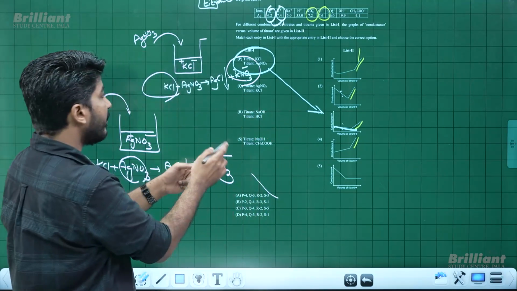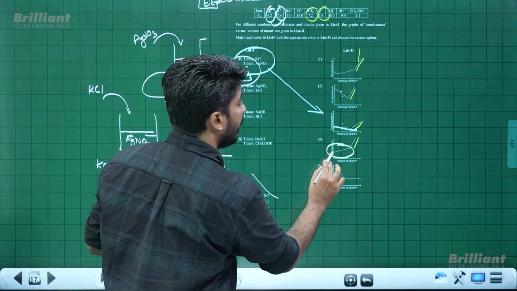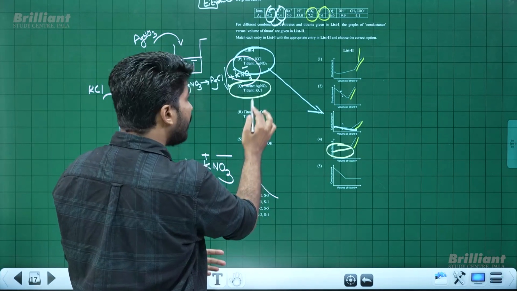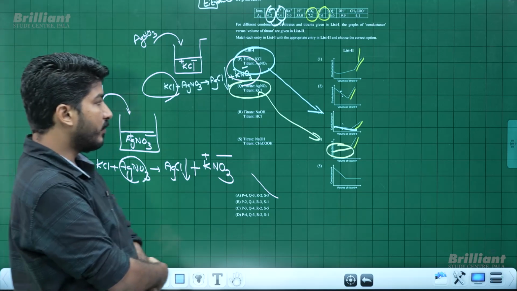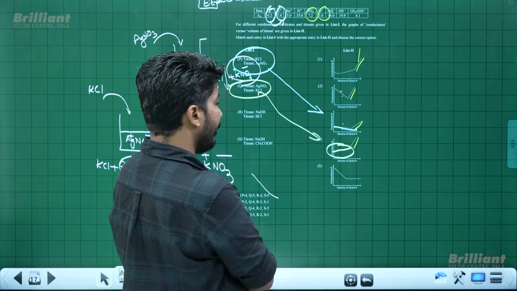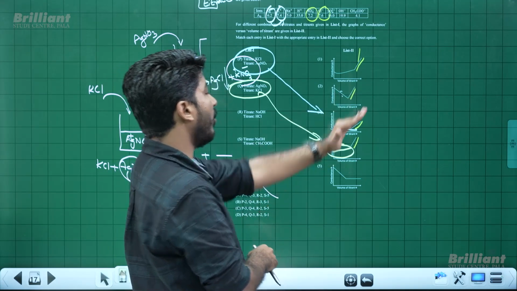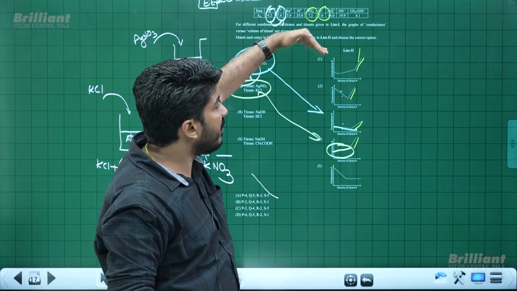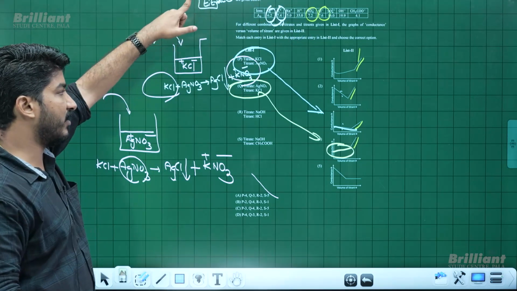So we can expect a slight increase in conductance value, which is mentioned in the fourth graph. So we would match Q with 4. Yes, we have only one graph which shows a slight increase from the initial point onwards. The first graph is a little different. You can see first a little drop in conductance, then an increase in conductance. So that is a different thing.